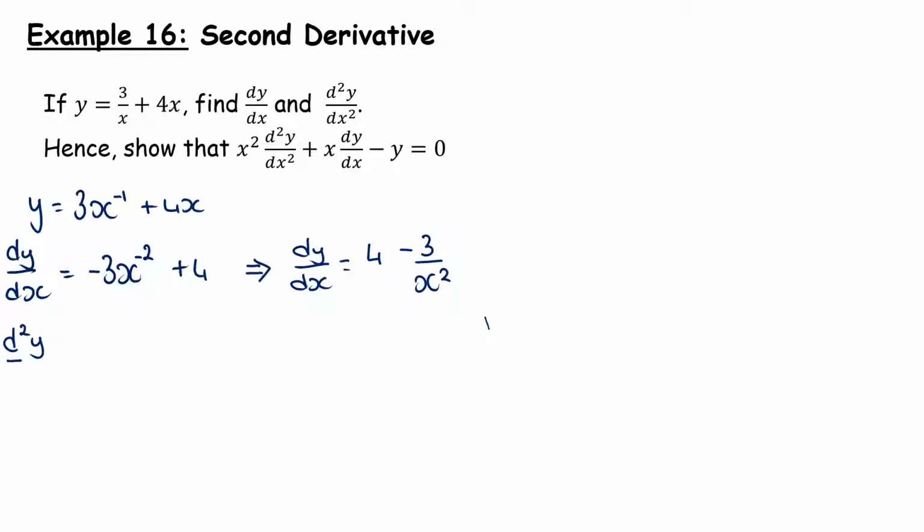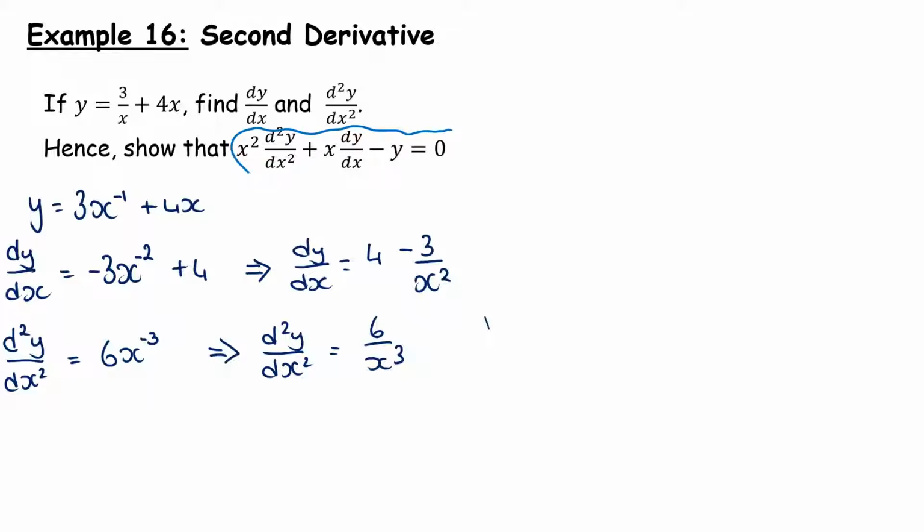So now I can differentiate this for the second derivative quite easily. So I get 6x to the power minus 3 plus 4. Sorry, the plus 4 disappears because it's a constant. And what we get is the second derivative is equal to 6 over x cubed. So we want to show that this is true. So let's work that.